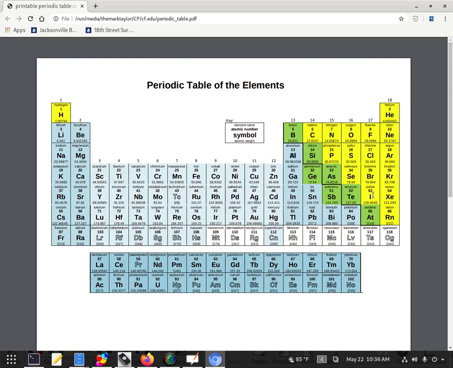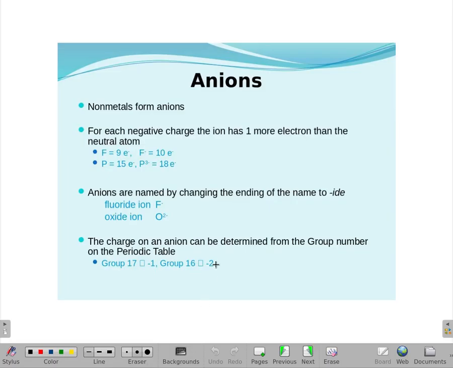Well, that just tells us the charge. Everything here in group 17 likes to be a negative 1 ion. Everything in group 16 likes to be a negative 2. Everything in group 15 likes to be a negative 3. And you can make that call every single time. That's just how it's going to be. So I'm going to put down here the nitride ion of N3-.